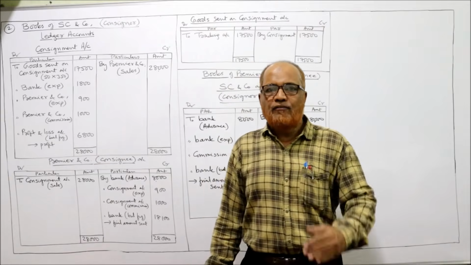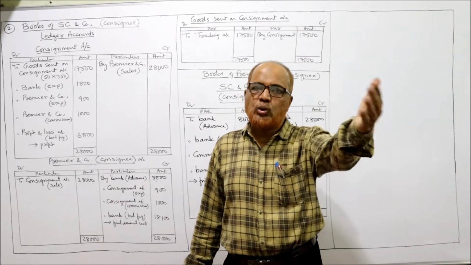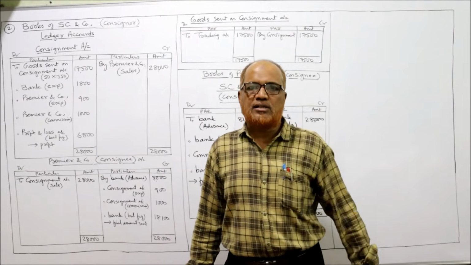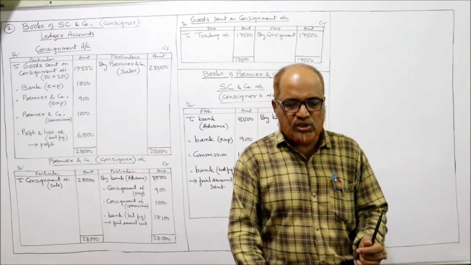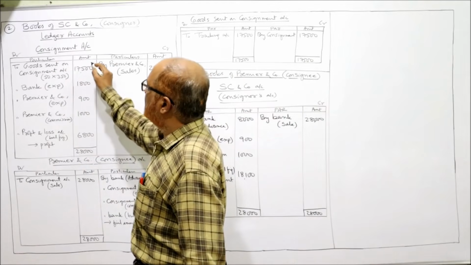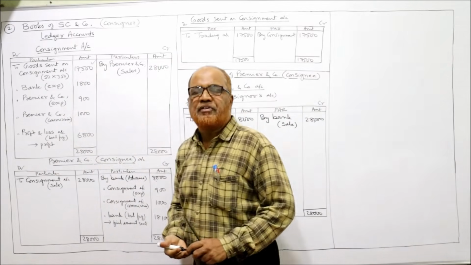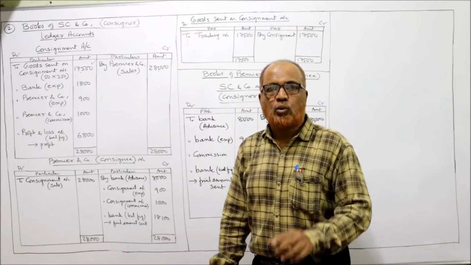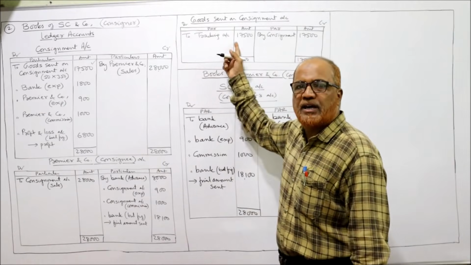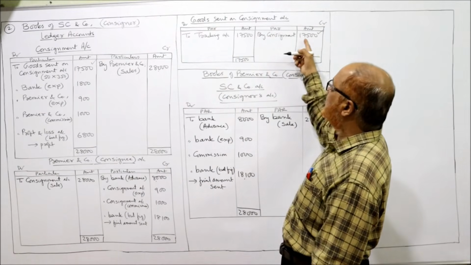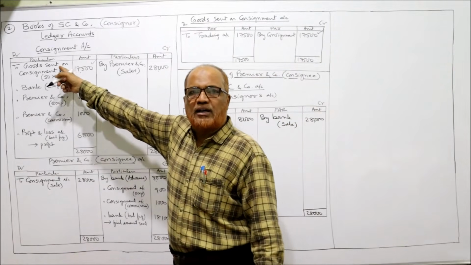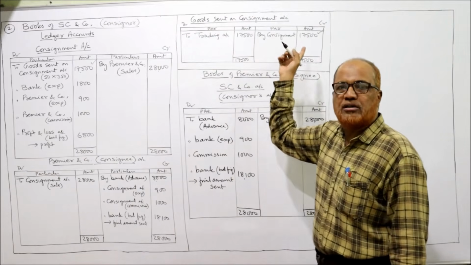Now first entry. When the goods are sent by the consignor to the consignee, the entry will be consignment account debit to goods sent on consignment. Consignment account should be debited to goods sent on consignment 17,500, 50 cases into 350 each. One account is debited, the other account is credited. Consignment account is debited and goods sent on consignment account is credited 17,500.